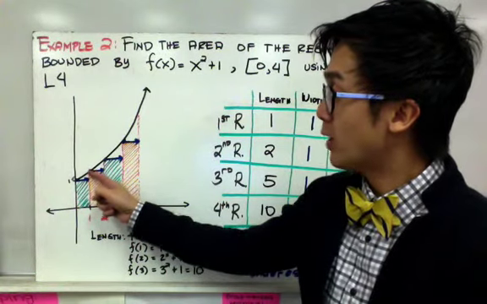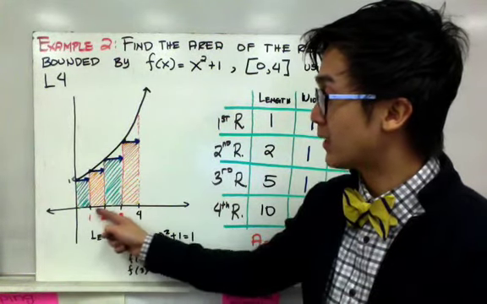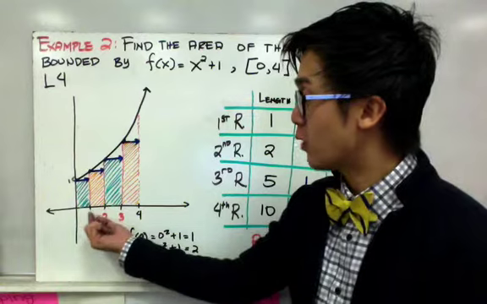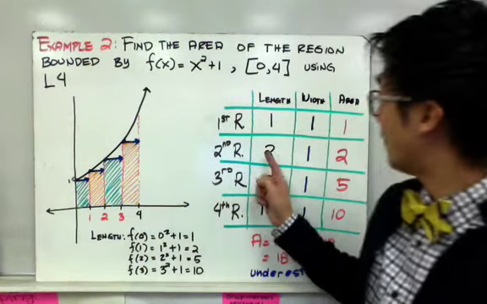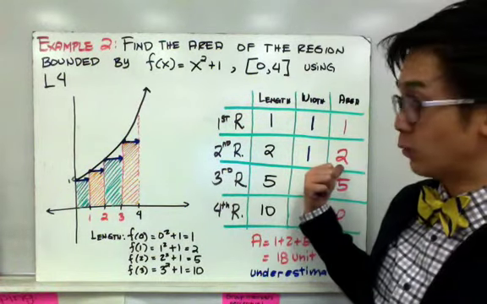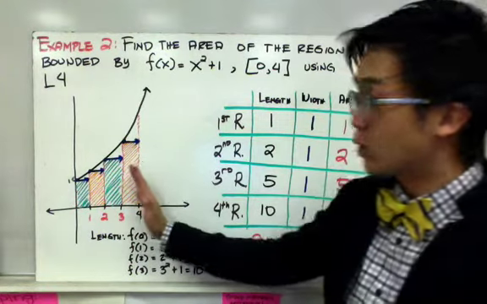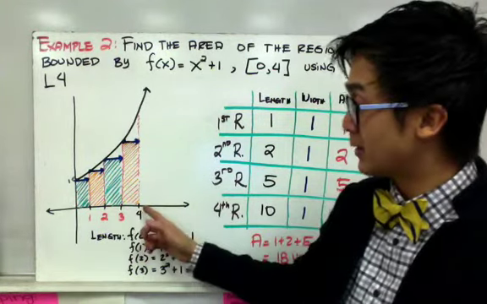And then yung width naman niya is 1 pa rin kasi hindi naman siya nagbago. So, from 1 to 2, 1 unit. So, you have 2 times 1, which gives you 2. Now, you do the same step over and over again hanggang matapos yung 4 na rectangles.